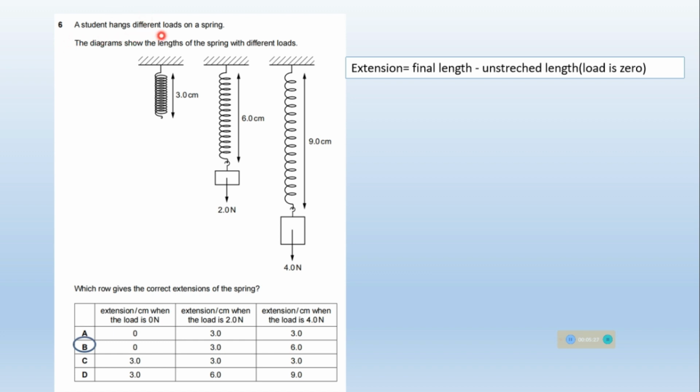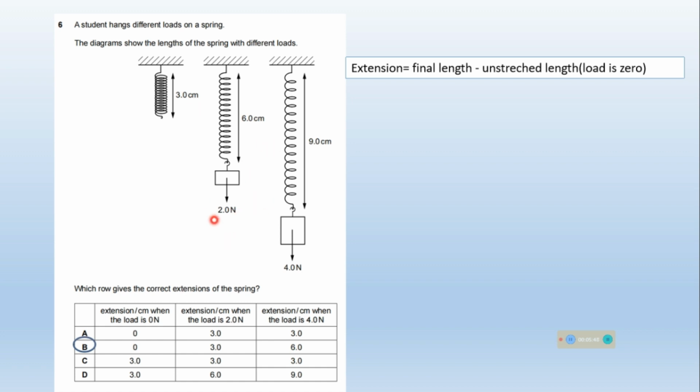A student hangs different loads on a spring. The diagrams show the length of the spring with different loads. Which row gives the correct extensions of the spring? So we know that extension is equal to final length minus unstretched length. Unstretched means when there is no load, when load is 0. So we can see this is the unstretched length of the spring, it is 3 centimeter.